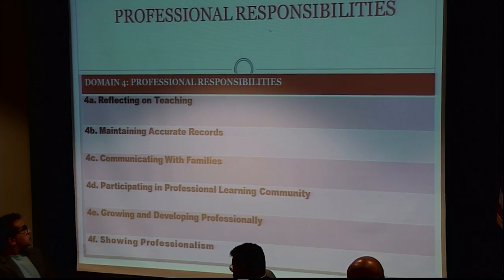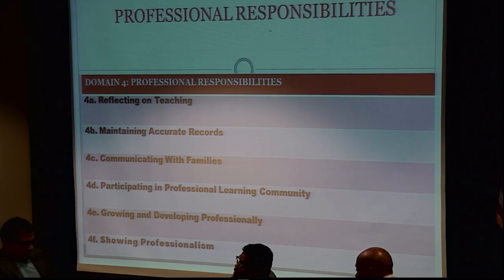Then professional responsibilities. Those are everything outside of the classroom: reflecting on teaching, maintaining accurate records, communicating with families, participating in a professional learning community, growing and developing professionally, and showing professionalism. Those are all the other things that teachers do that impact students.